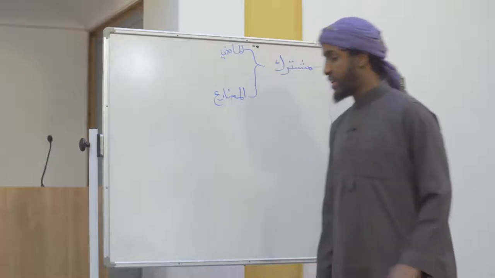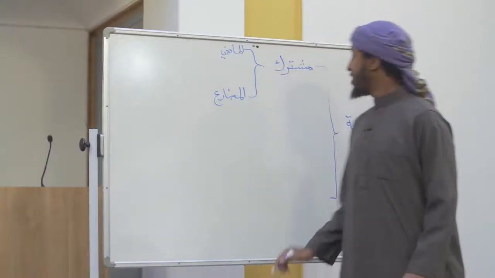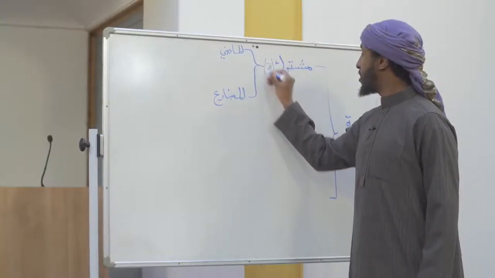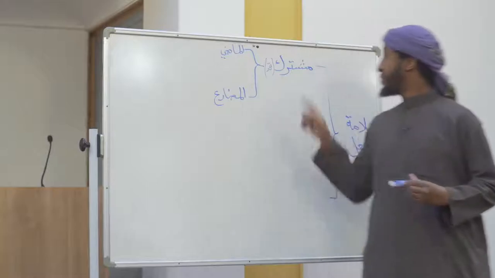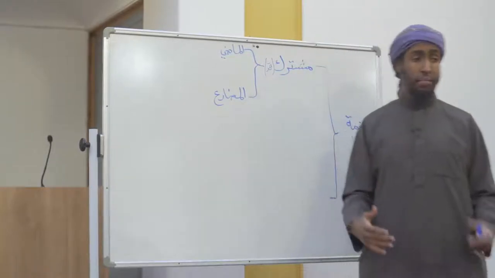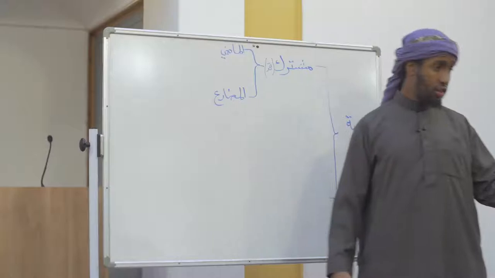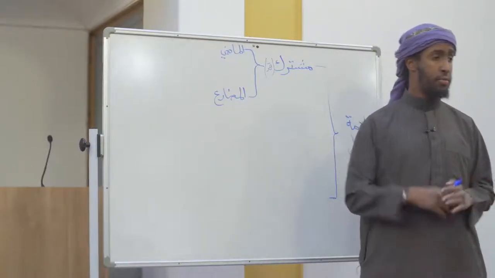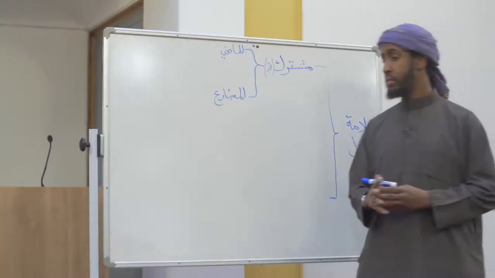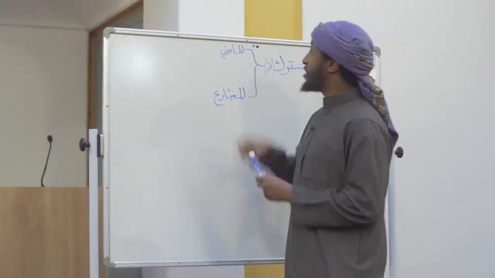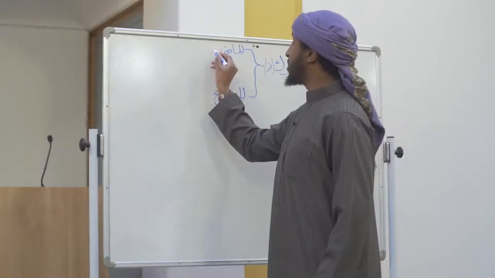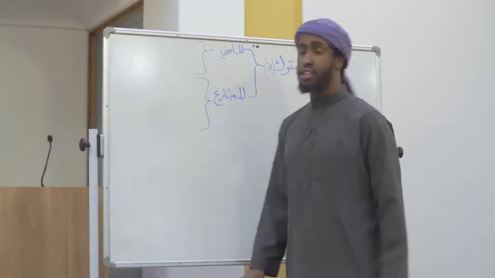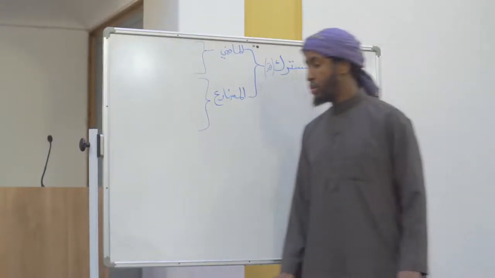Both of them share it, and that is which one? In brackets here we put qad. So qad is mushtarak. It's shared by al-madi, it enters onto the madi, and it also enters into the mudari'. And we'll show examples, inshallah, of what we mean by that. بِإِذْنِ اللَّهِ الْكَرِيمِ. When it enters into the madi, it shows two meanings. And when it enters into the mudari', it also shows two meanings.